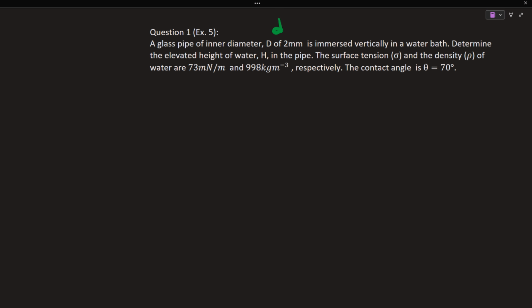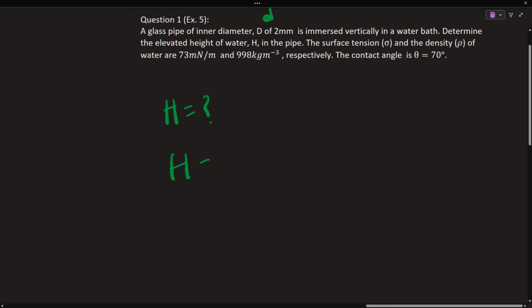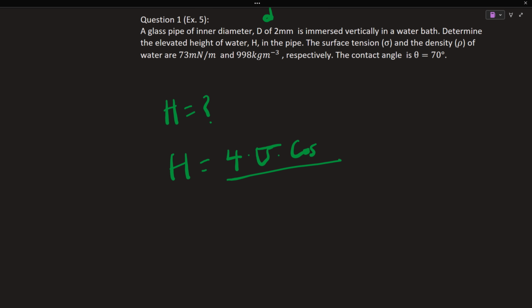The pipe is placed vertically in a water bed. Determine the elevated height. So we are told to look for our h. The surface tension and density are given. So we are given our surface tension and our density, and we are also given our contact angle. So remember, we are using this formula, which is 4 times surface tension times cos theta over our diameter times density times acceleration due to gravity.